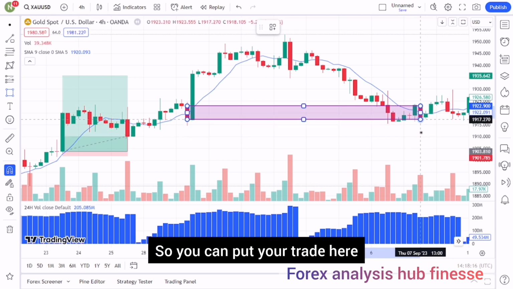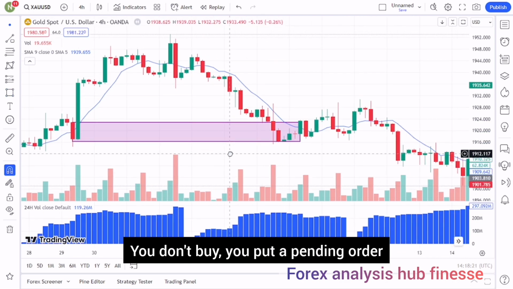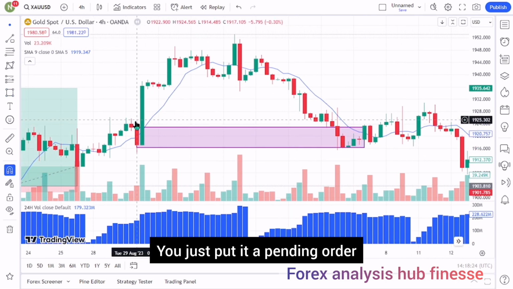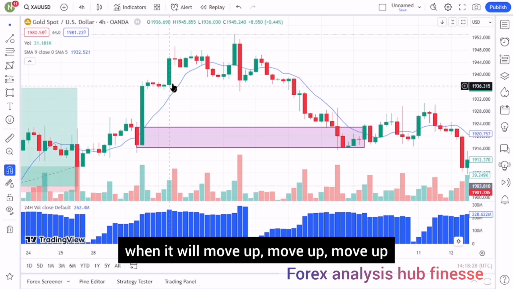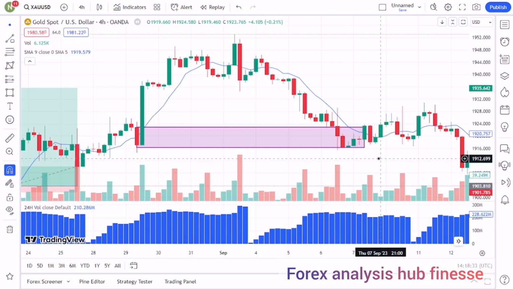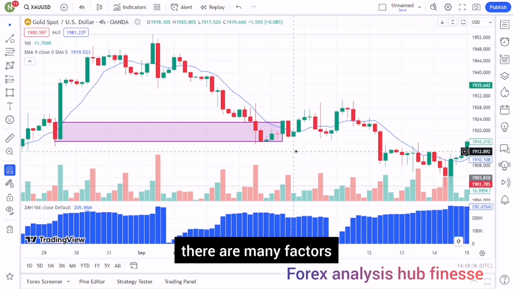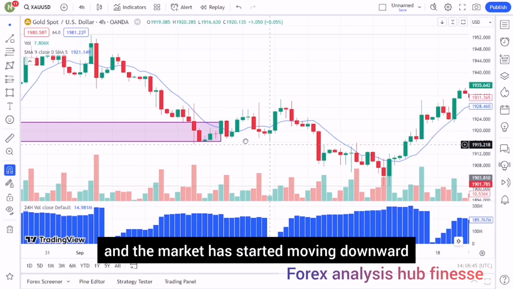So you can put your trade here. You don't buy, you put a pending order. What does a pending order mean? You just put a pending order and wait for it to show. When it moves up and then comes back to this support, there are many factors that will help you understand whether you continue buying or you sell. Because here you cannot buy, because the trend has changed and the market has started moving downward.